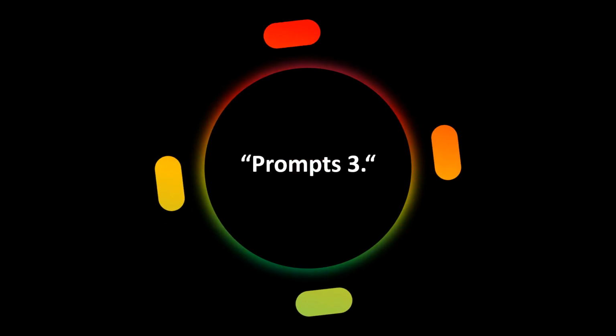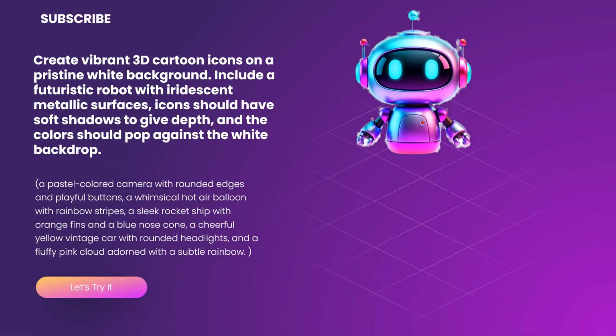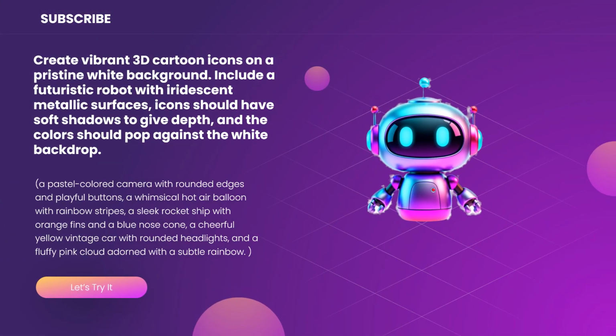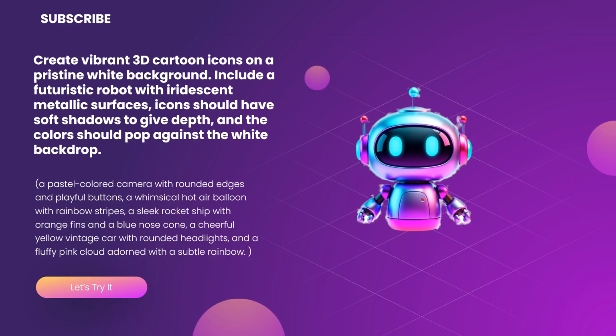Create vibrant 3D cartoon icons on a pristine white background. Include a futuristic robot with iridescent metallic surfaces. Icons should have soft shadows to give depth, and the colors should pop against the white backdrop.